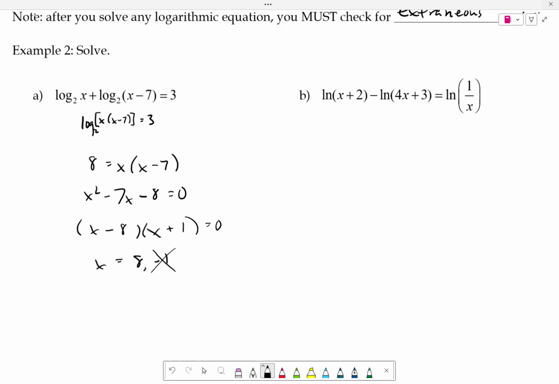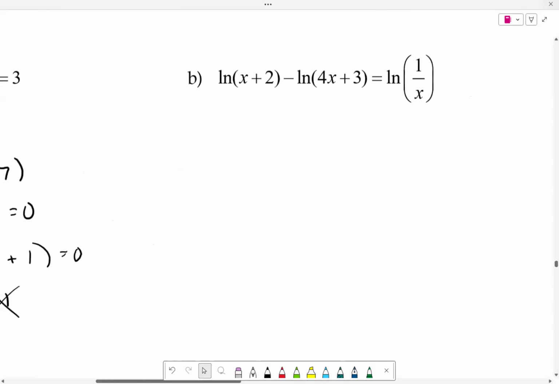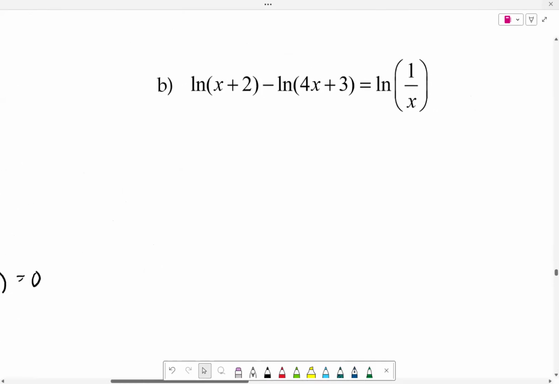Should we check to see if this even works? Let's do it. Log base 2 of 8 plus log base 2 of 1. What is log base 2 of 8? Log base 2 of 8 is 3, and log base 2 of 1 is 0. So 3 plus 0 is 3. That's what I meant to say. You know what I meant. Sorry about that.